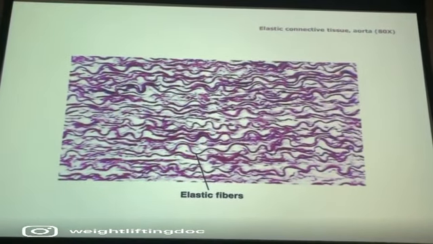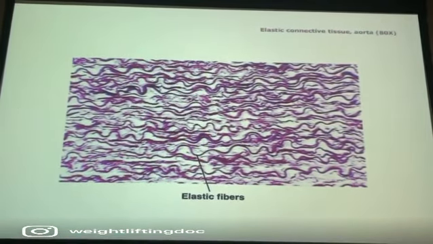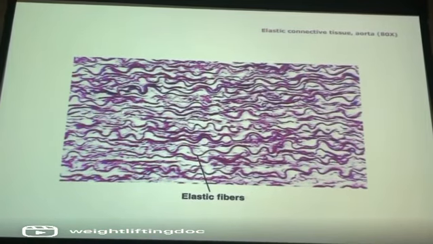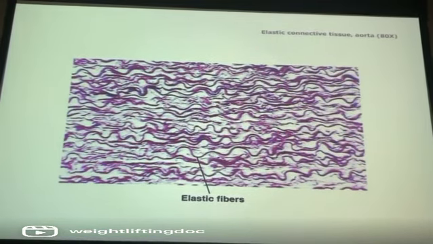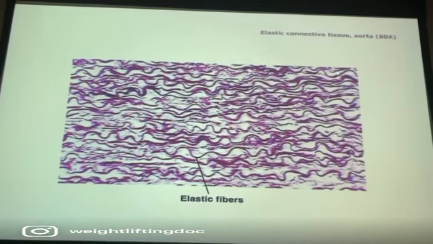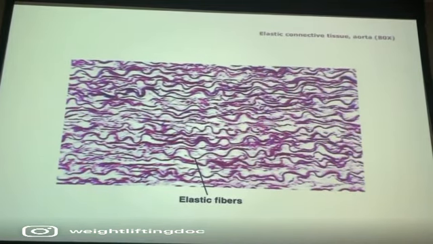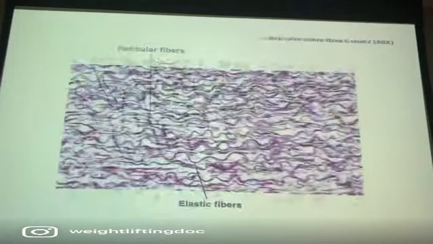Let's go there first. Elastic connective tissue, this is not elastic cartilage. These are the elastic fibers, these lasagna noodles here, right? These are the elastic fibers, and we are in elastic connective tissue. You have to make sure you specify, right, elastic CT versus elastic cartilage, if we're on an exam.